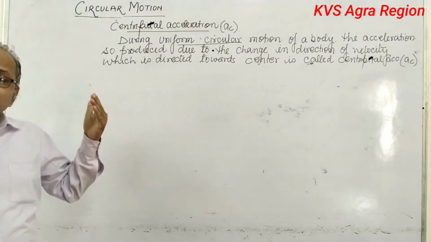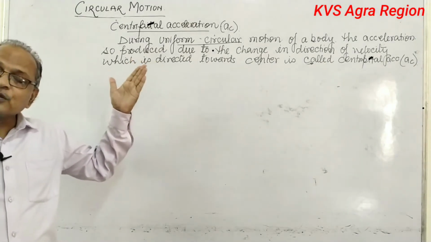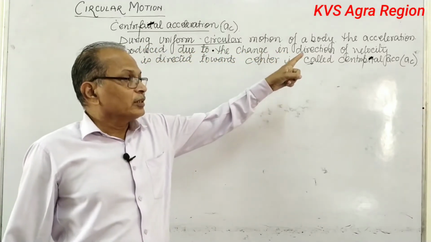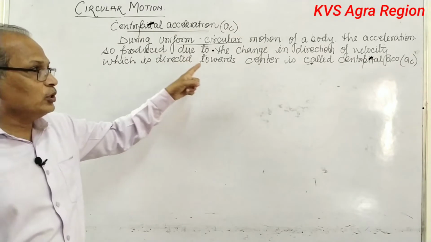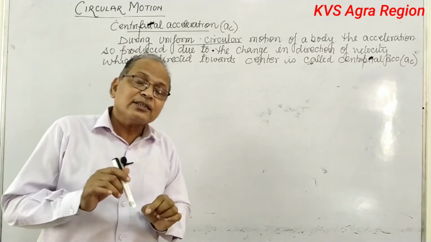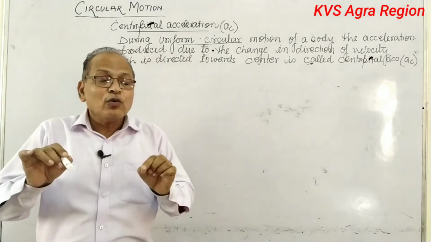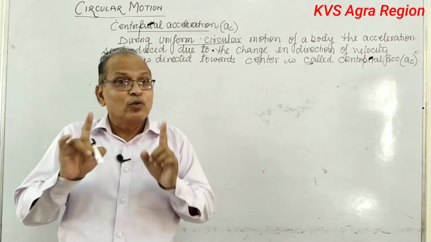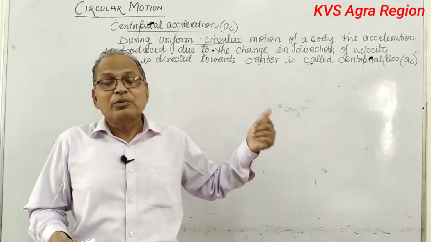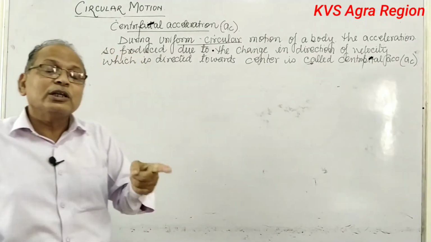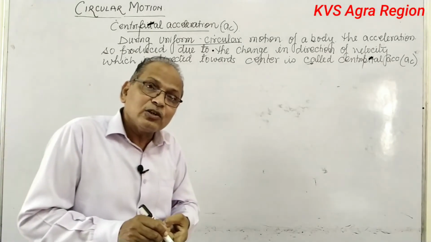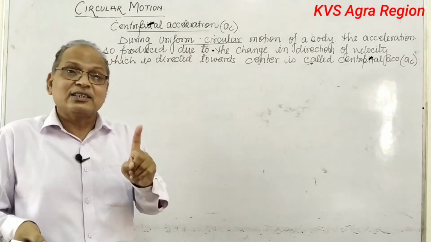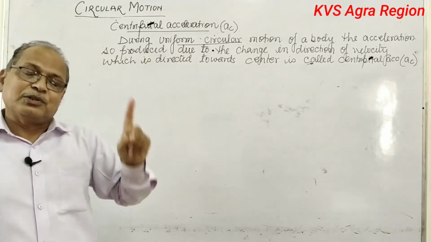Our next topic is centripetal acceleration. Now first of all, see the definition. During uniform circular motion of a body, the acceleration so produced is due to the change in direction only. As the motion of a body on the circle is with a constant speed, the magnitude of velocity is not changing, but the direction will be different at the different points. So due to the change in the direction, the acceleration so produced, which is directed towards the center, is called the centripetal acceleration.